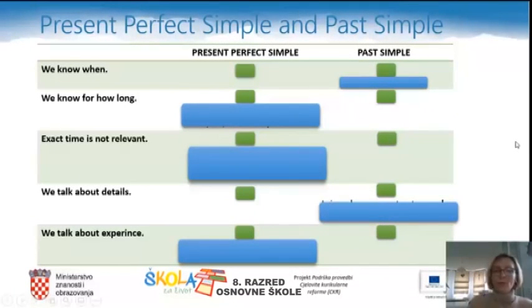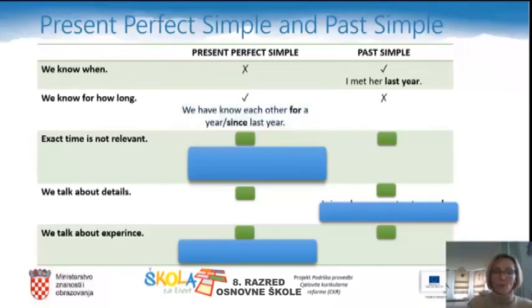You have probably noticed that we used quite a lot of present perfect simple and past simple in previous texts. So let's take another look at when we use these two tenses. When we know when the action happened, we usually use past simple tense. For example, I met her last year. When we know for how long something was in progress, we will use present perfect simple. For example, we have known each other for a year or since last year.